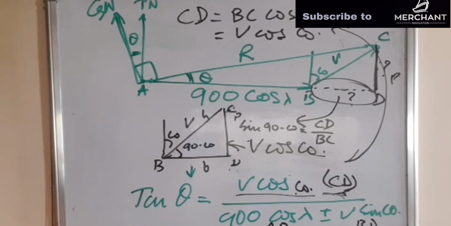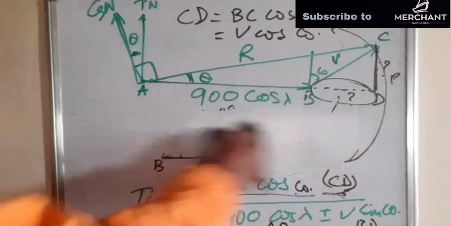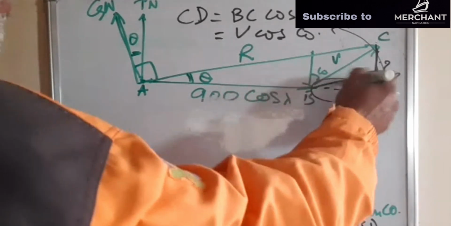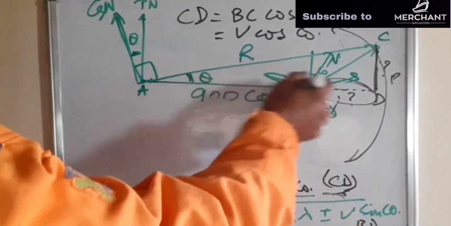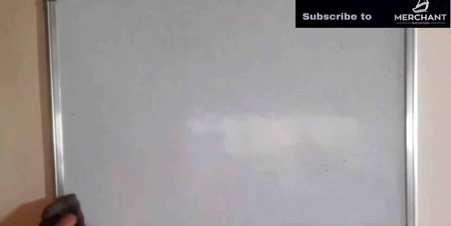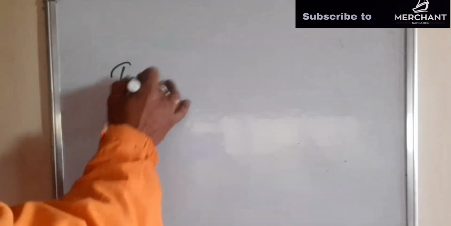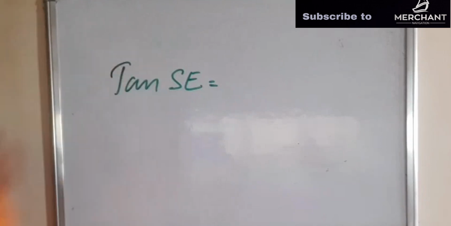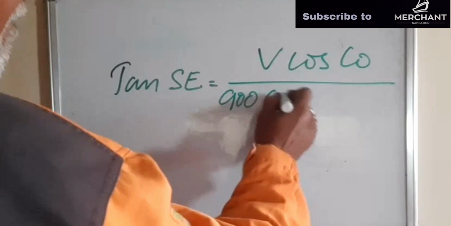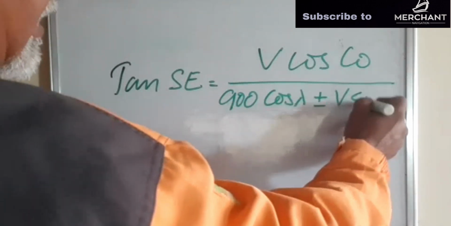आया वैल्यू या नहीं? Is it V sin course or not? Yes, sir. So there you are. In any situation, the same thing will apply. कोर्स ये हो या इधर हो या इधर हो या इधर हो, कहीं भी कोर्स होगी, जो भी स्पीड होगा उसके हिसाब से हमें ये मिलेगा और ये मिलेगा. So this is what is steaming error. Tan SE, steaming error, जो थीटा था वो ऐसे लिख दिया हम, is equal to V cos course by 900 cos latitude plus minus V sin course.